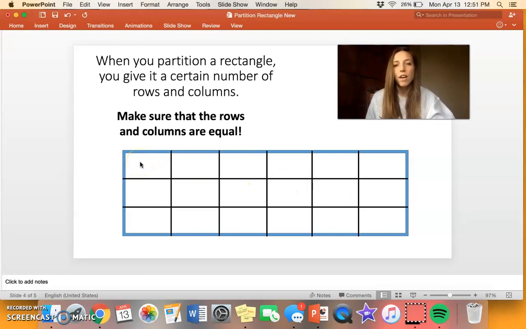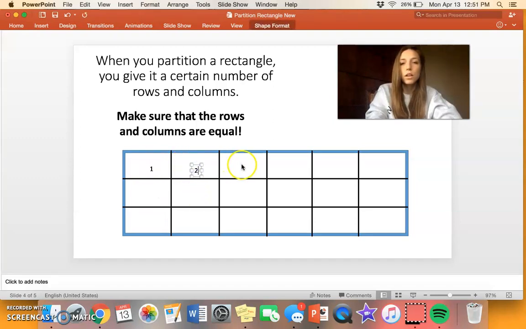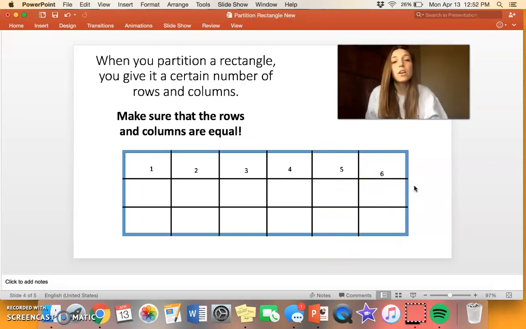Alrighty, looking at our rectangle now, we see that it has some columns and it has some rows. I would like for you now to count with me how many columns this shape has. Let's count together. It has 1, 2, 3, 4, 5, and 6. So this rectangle has 6 columns that go up and down.